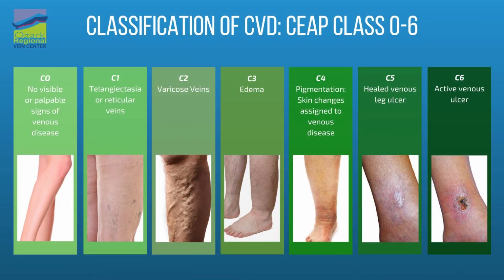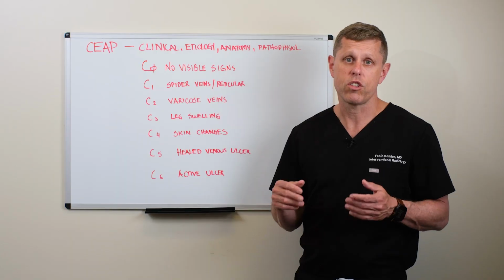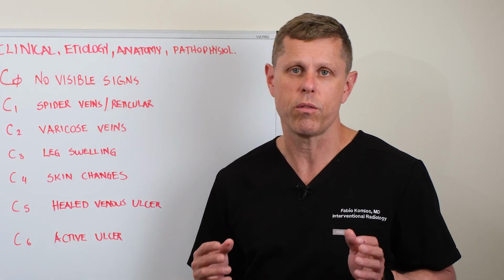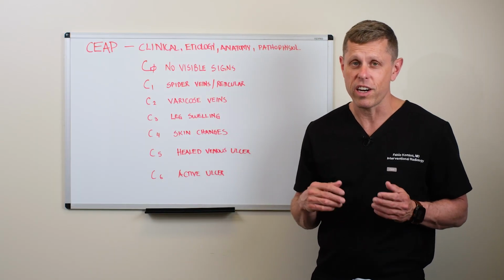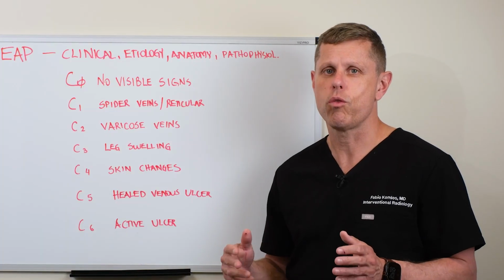And how is this helpful? Well, it helps doctors communicate between doctors and with insurances and helps them track the severity of venous disease over time. It's also important to determine the best treatment and to get insurance authorization for any necessary procedures. It's like a grading scale for your veins, and the earlier we catch the problem, the easier it is to treat. The key is not to wait.